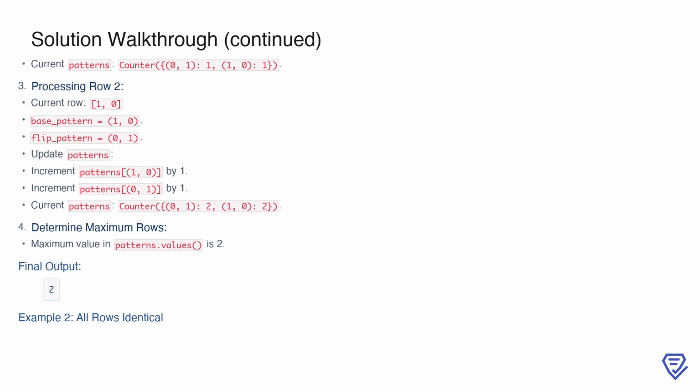We now move to the second row of the matrix, [1, 0]. Here, the base pattern is (1, 0), and the flipped pattern is (0, 1). Again, we increment the counts for both patterns in the counter. After processing this row, the patterns counter shows that both patterns, (0, 1) and (1, 0), have been seen twice. Finally, to determine the maximum number of rows that can become identical after flipping columns, we look for the highest value in patterns.values, which is 2. Therefore, the output for this example is 2.